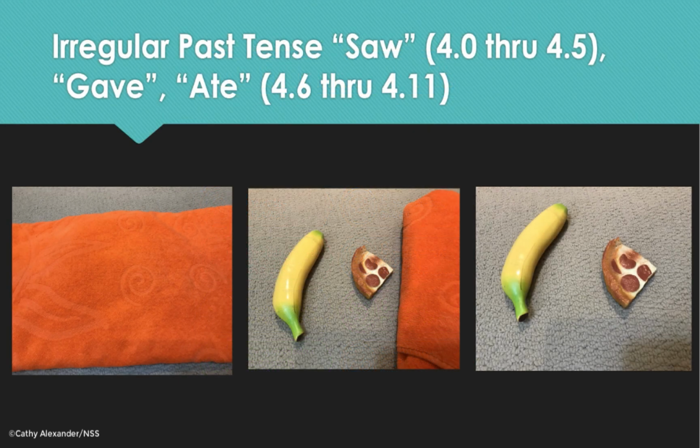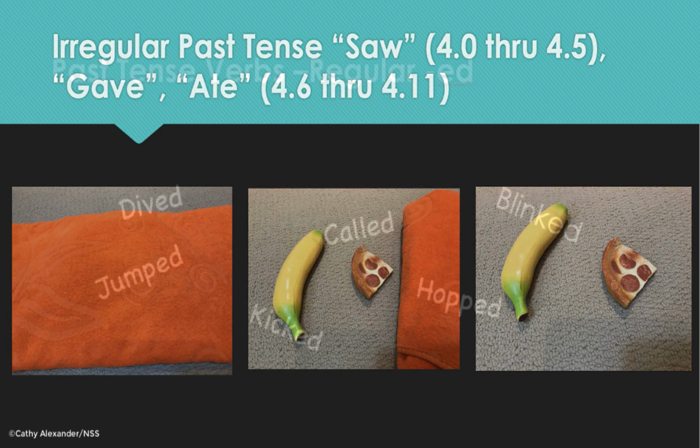Saw, gave, and ate are early developing irregular past tense verbs. Here we can look at the banana and pizza and then cover them up. The child tells you what they saw. Then uncover the two items. Give the child a banana. Have the child give you the pizza to elicit gave. Then pretend to eat the banana or pizza to elicit ate. In this one activity, we targeted 3 early developing irregular past tense verbs: saw, gave, and ate.